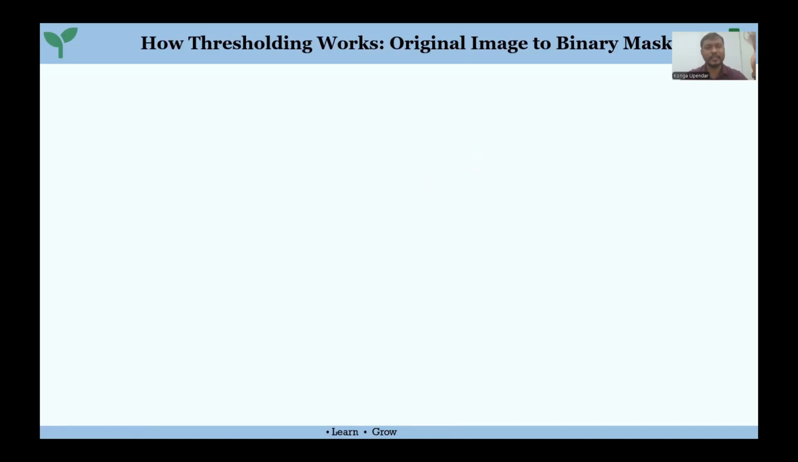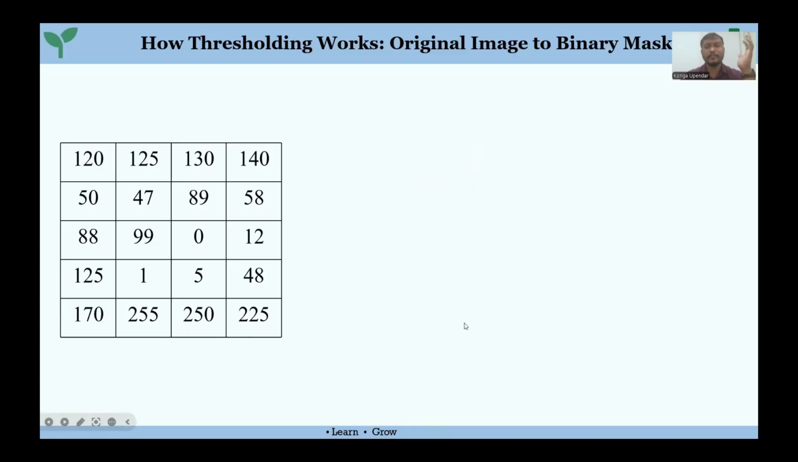Okay, Upender, you mentioned the definition and everything, but how does it happen internally? How can we convert the original image into a binary mask? Now we will see this. For this example, I'm not taking three channels. I'm taking only a single channel. It may be the red channel, green channel, blue, or you can take any.